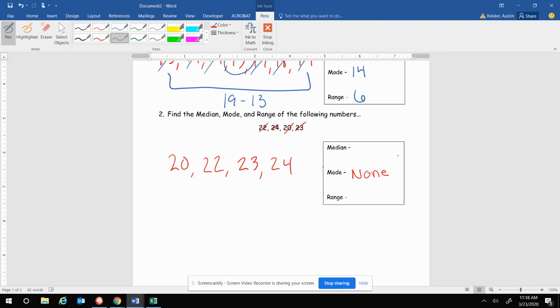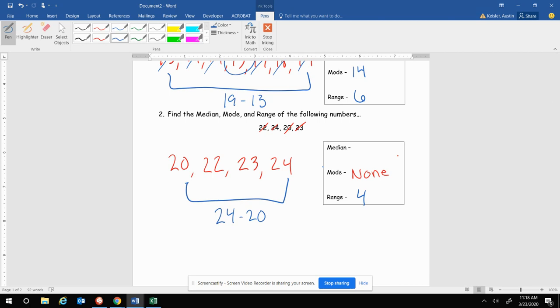Range, second easiest one. I'm just taking the biggest and the smallest. We know that 24 minus 20 is 4. So the range is 4. The median on this one is the one that's a little different.